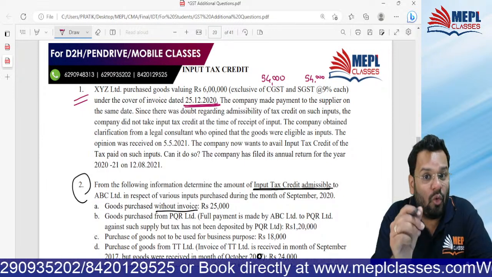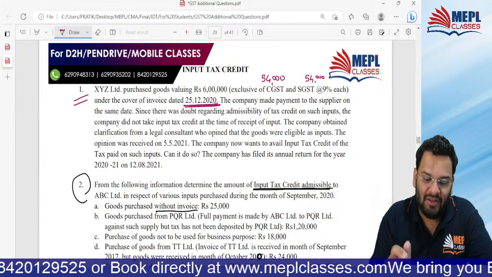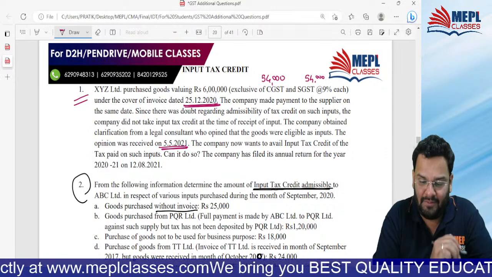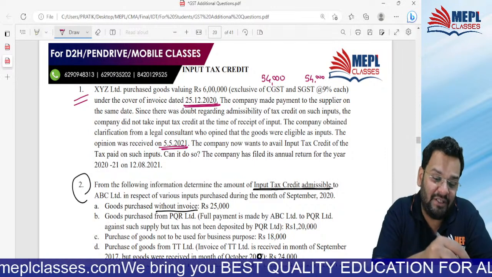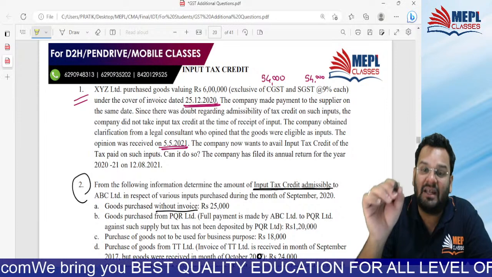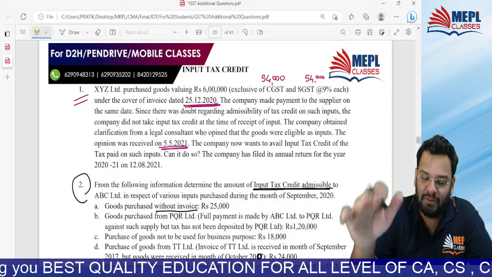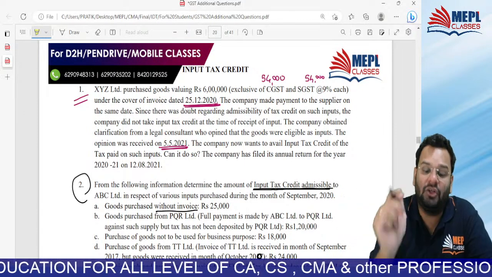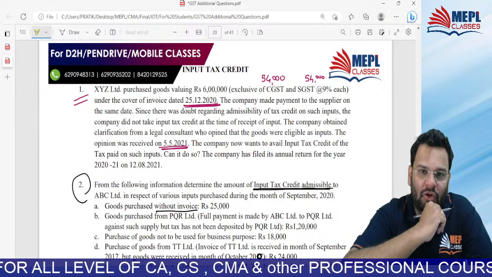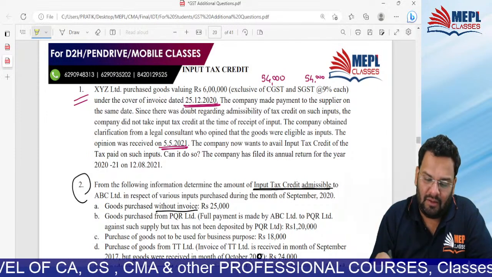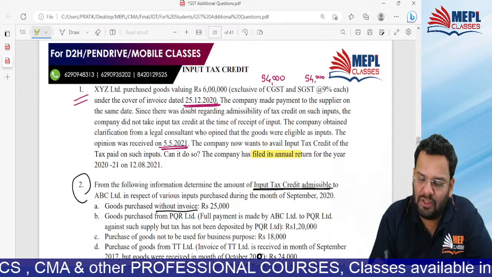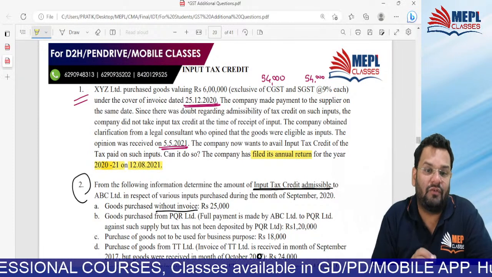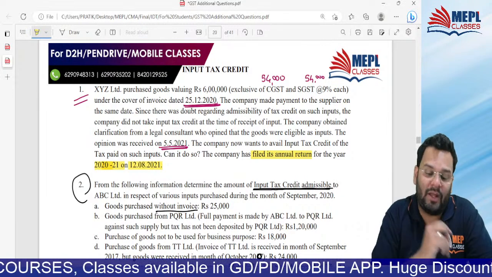So you want to claim ITC. The opinion was received on 5th May 21. The company genuinely wants to claim ITC. The company now wants to avail ITC of tax paid on inputs. Can it do so? What do you think? The company has filed the annual return on 12th August 21 for FY 2020-21.